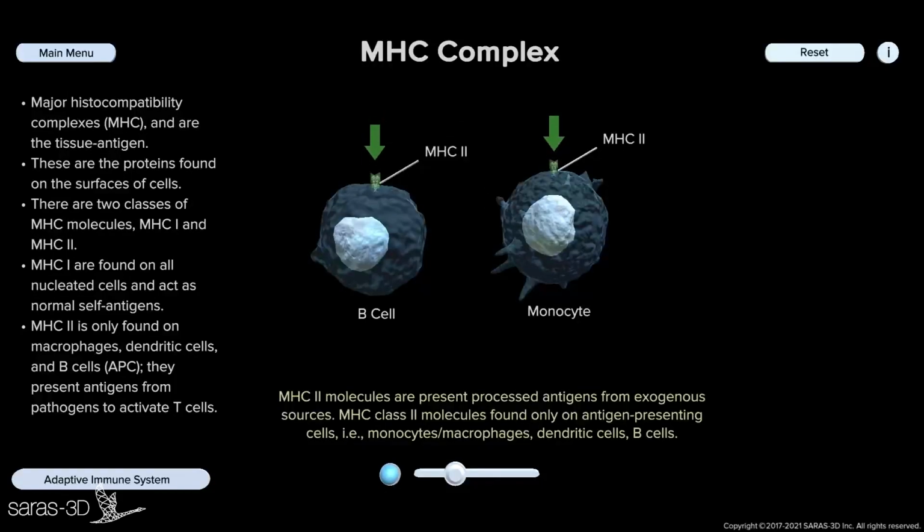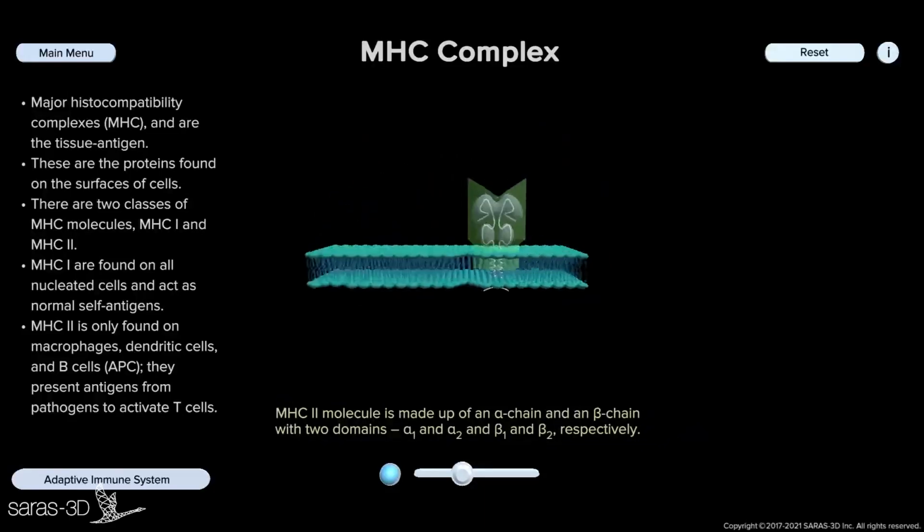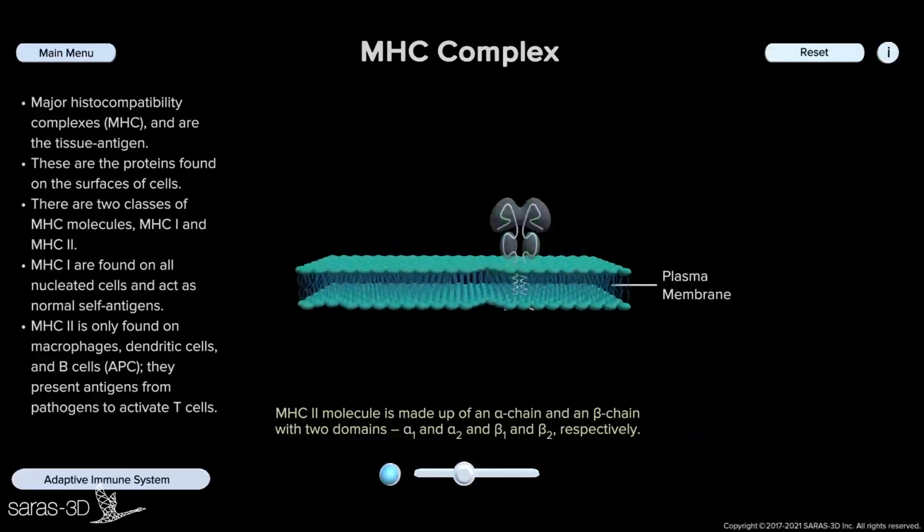Now these MHC2 glycoproteins are present only on macrophages, dendritic cells and B cells. All three of these cell types are capable of phagocytosis, and their function is to engulf the antigens that originate from outside the cells. Class 2 MHC molecules are basically made up of an alpha chain and a beta chain with only 2 domains each, alpha 1 and alpha 2, beta 1 and beta 2 respectively. Here you can see.